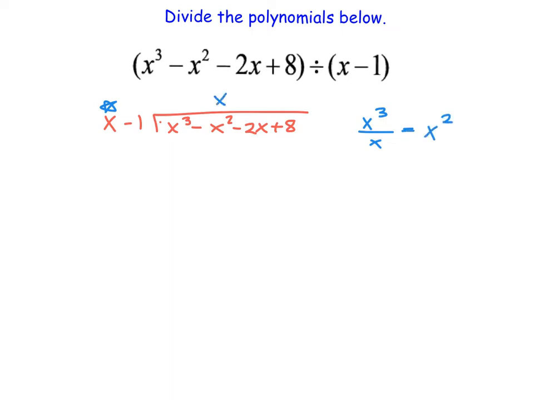So first thing we're going to do is multiply both x and negative 1 by x squared. So x times the x squared here becomes x cubed. And x squared times a negative 1 becomes negative x squared. So here we're going to use subtraction.